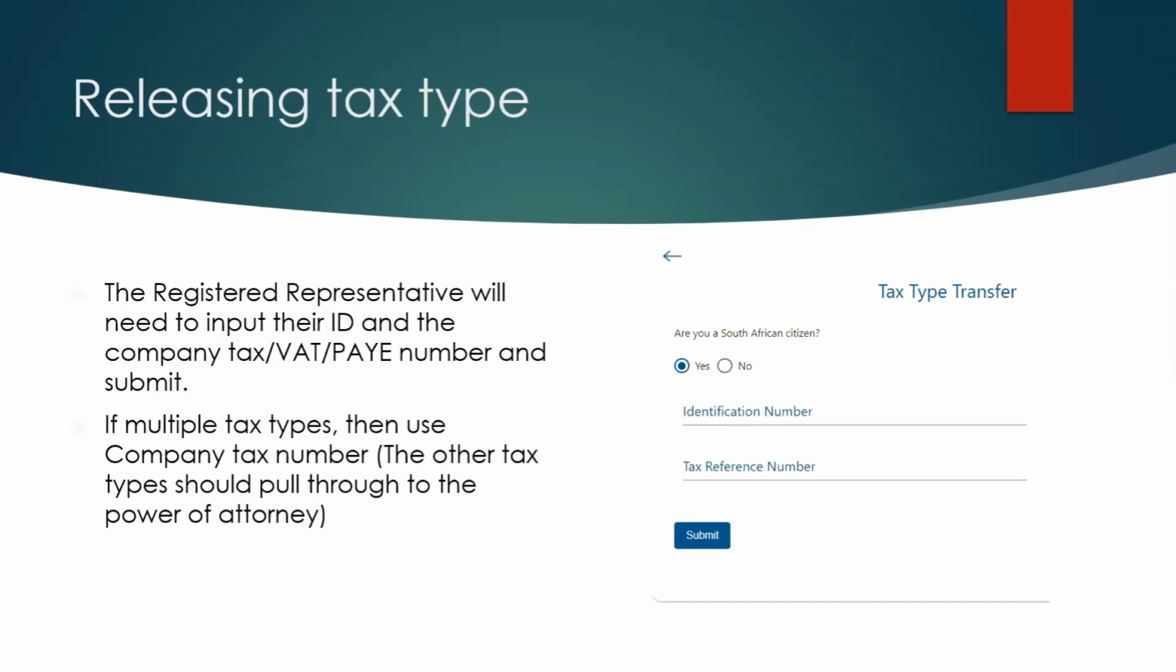If you are specifically only requesting the PAYE, then of course, the tax reference number here to use would be the PAYE reference, and same for the VAT. If you are doing multiple, use a company income tax number. If you're not requesting the income tax, then just use either the VAT or PAYE. You might have to do a couple if they're not all coming through on the power of attorney, but I'll show you through that process now as well.